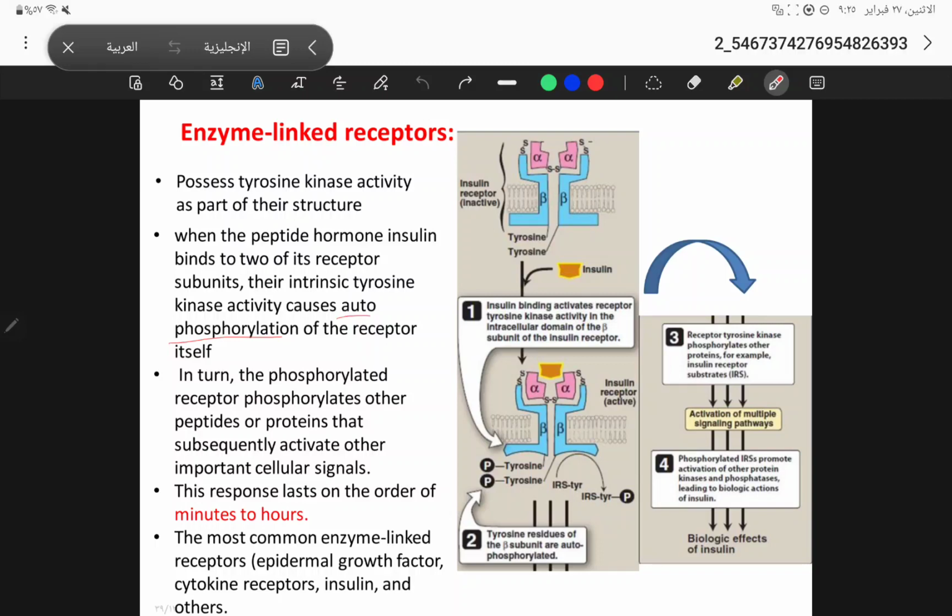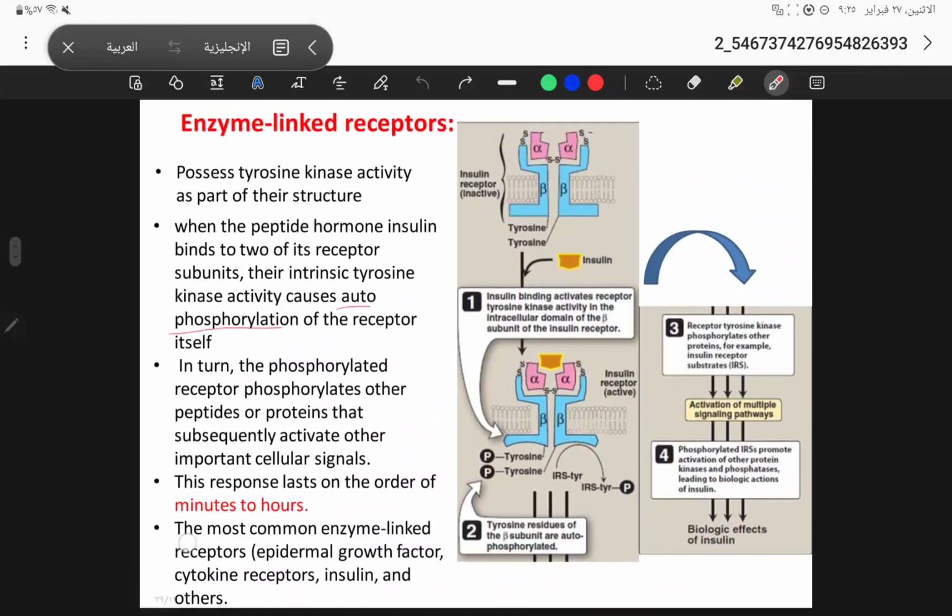The most common enzyme-linked receptors, هذا النوع تكون عندي for example اللي أخذتوها بالimmunology. We have many cytokines like tumor necrosis factor, epidermal growth factor, interleukin 1, interleukin 2, يعني different cytokines which are involved in our immunity have these kinds of receptors. So epidermal growth factor, cytokine receptors, insulin, and others. Keep in mind that these kinds of receptors are mainly for cytokines, hormones like insulin and other things.